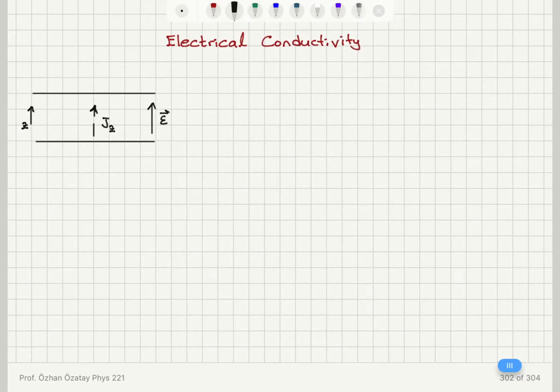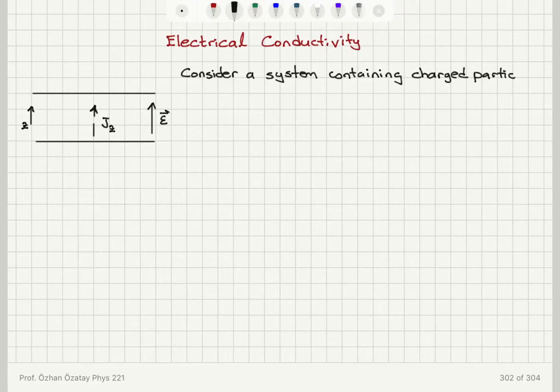So we're considering a system containing charged particles that are free to move. So in the case of a dilute gas, these could be ions in the gas that are free to move.